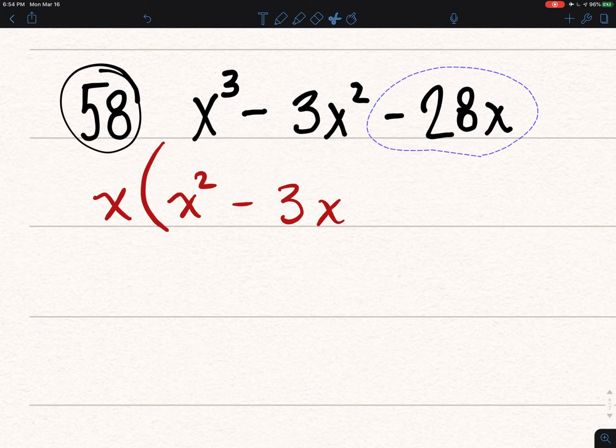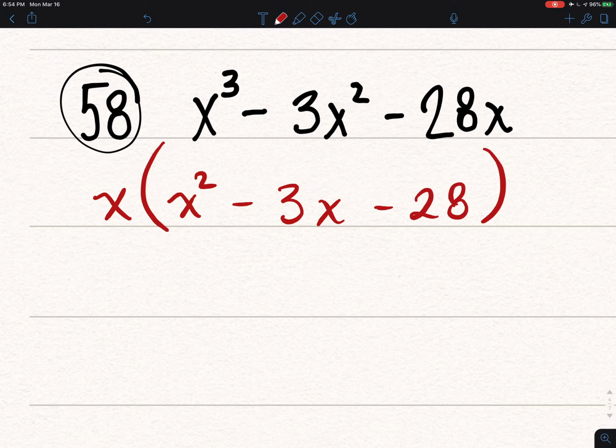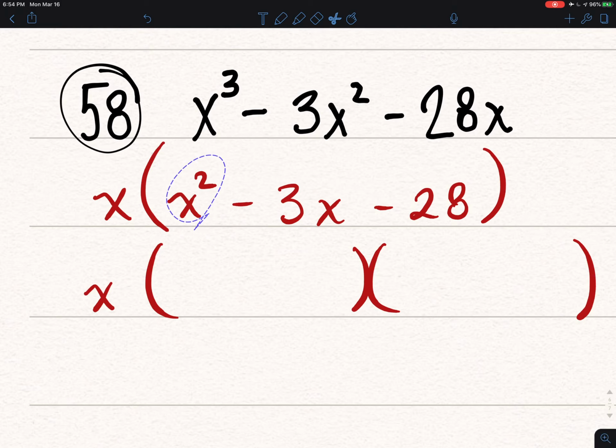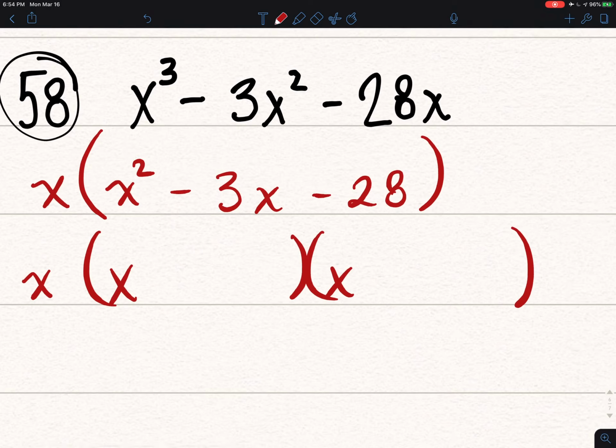And then lastly, if you take a negative 28x and divide out an x, you will get a negative 28. All right, let's take the time to see if we can factor our trinomial into two binomials. What multiplies together to give x squared, x, and x? What multiplies together to give 28? Well, let's see what our pairs are.